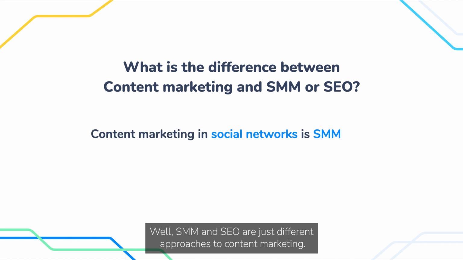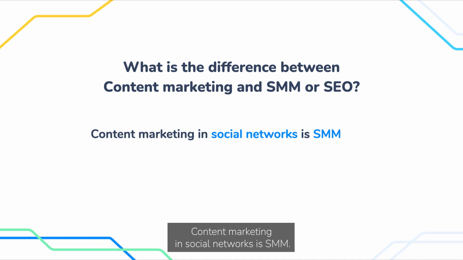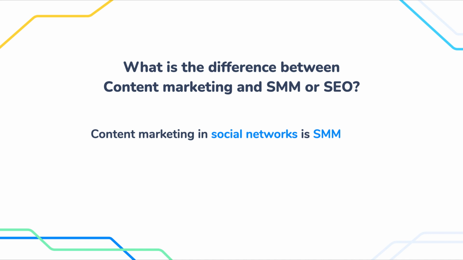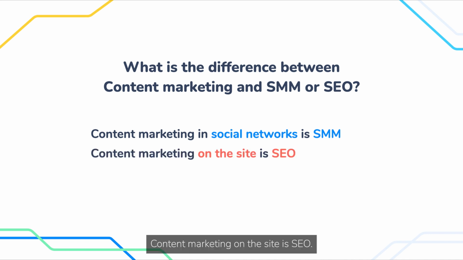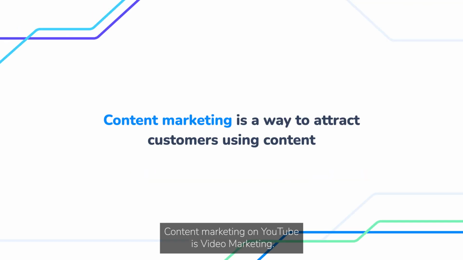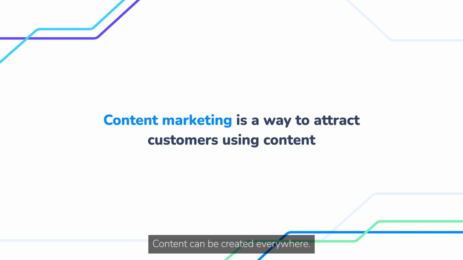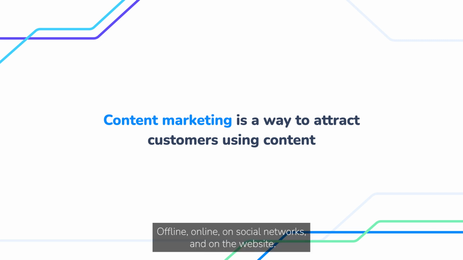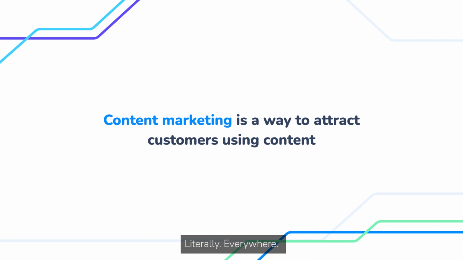So what's the difference between content marketing and SMM or SEO? Well, SMM and SEO are just different approaches to content marketing. Content marketing in social networks is SMM. Content marketing on the website is SEO. Content marketing on YouTube is video marketing. Content marketing is a way to attract customers using content. Content can be created everywhere, offline, online, on social networks, and on the website, literally everywhere.